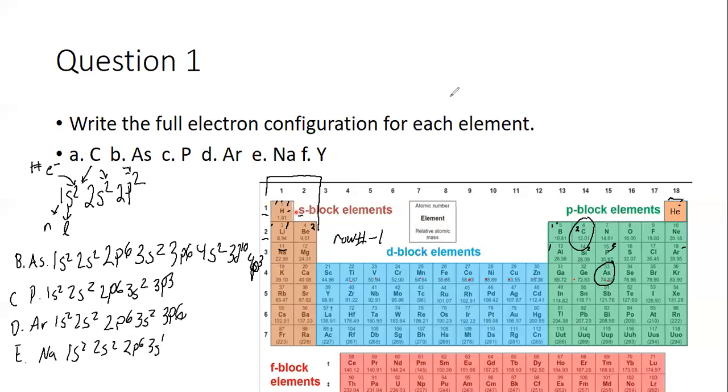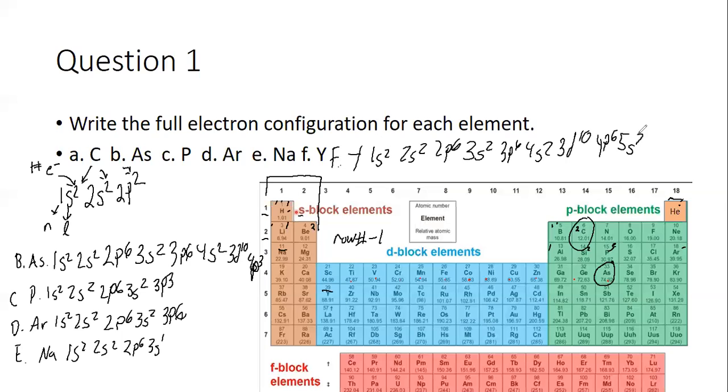And then for yttrium, which is Y, yttrium is all the way down here in element 39. So we have to do a lot of counting here. So 1s2, 2s2, 2p6, 3s2, 3p6, 4s2. Then remember, when we hit the d block, it's the row minus 1. So 3d10, not quite there yet. We still have to keep counting. 4p6, 5s2, and finally we get to yttrium.